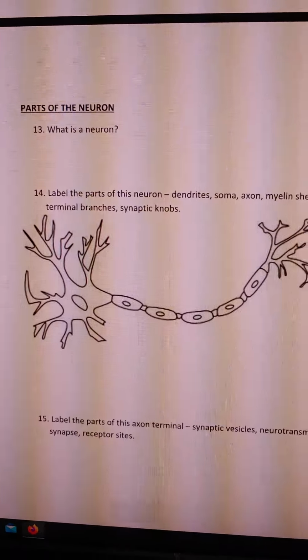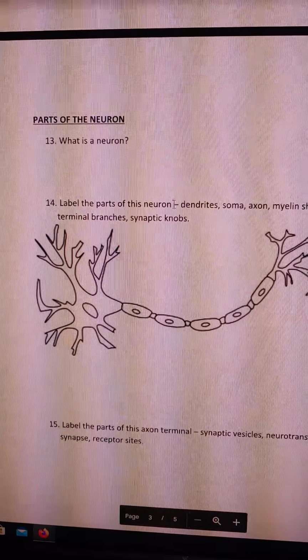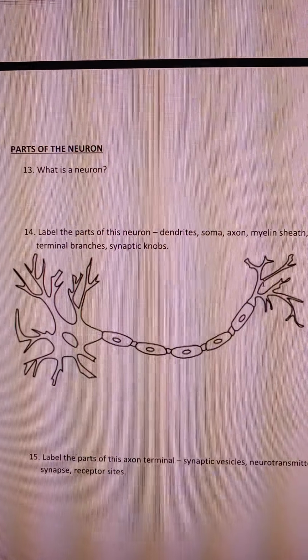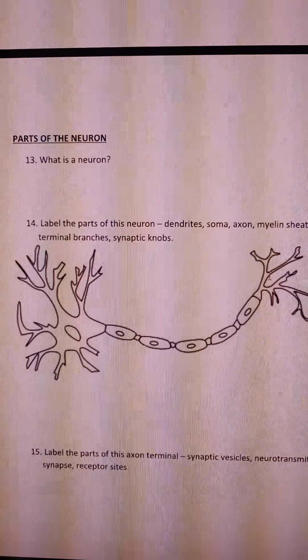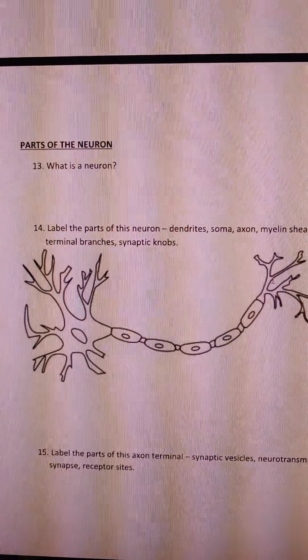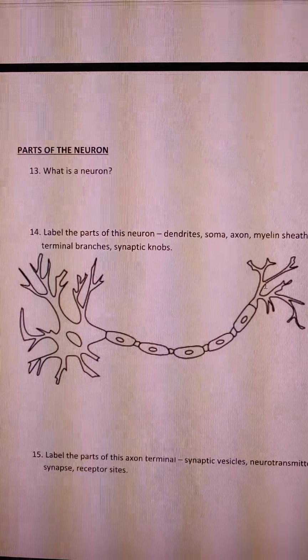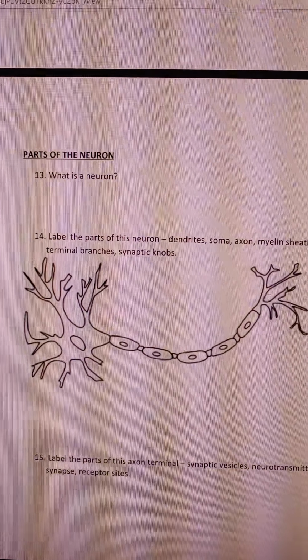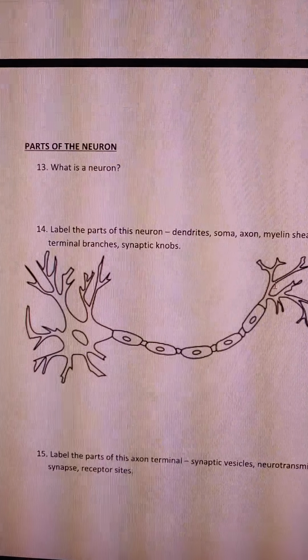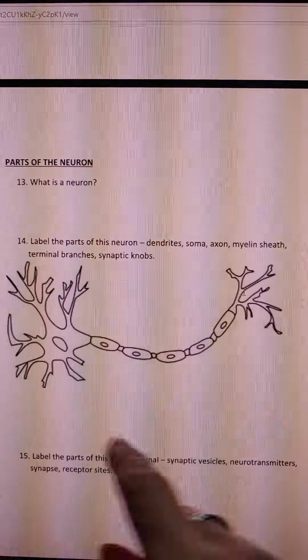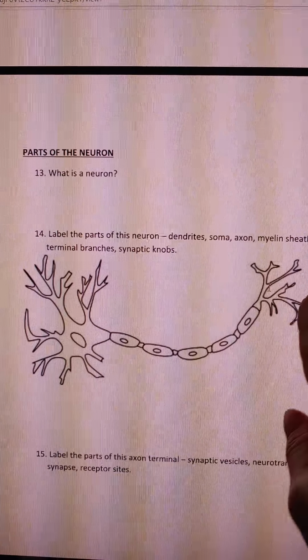So number 13 is, what is a neuron? Well, a neuron is a nerve cell. A bunch of these put together make up a nerve. It's also brain cells. It's the communication cells of the nervous system. So the brain is part of the nervous system. It's a neuron, not a neutron. So when you're burning your brain cells with drugs, you're burning neurons. That's the formal word.